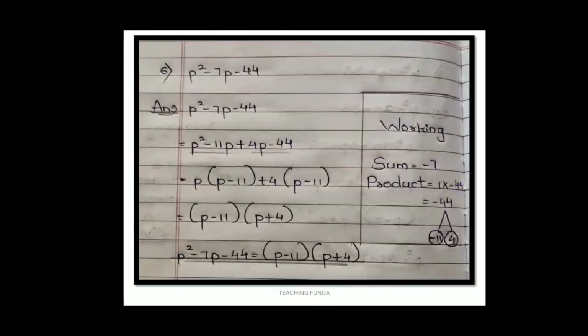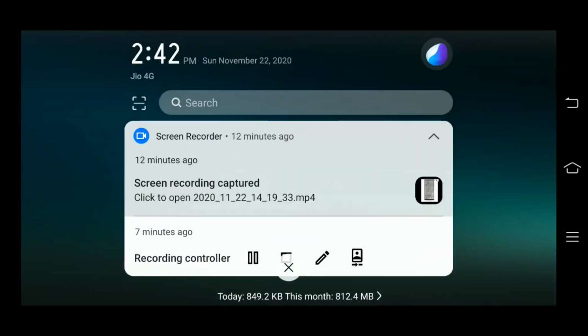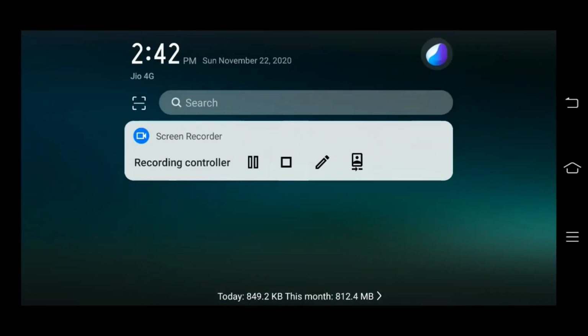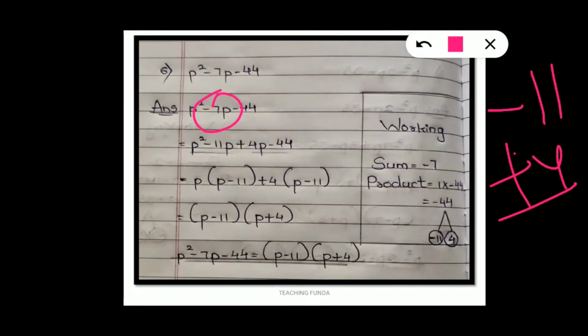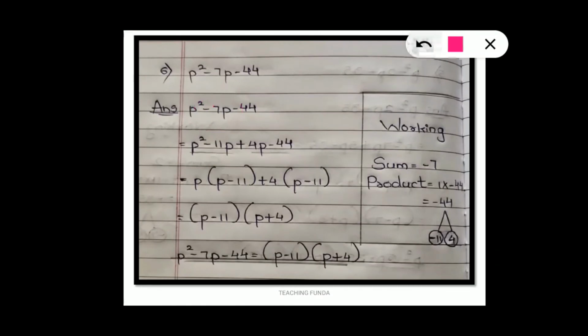Now here 44, again you have to factorize this term. The factors of 44 are 11 fours, which are 44. Your addition should be minus 7, so minus 11 plus 4. If you add it, you will get minus 7. You have to see the sign, because sign is very important student. You have to see the bigger number's sign, because here you have to write minus 7.